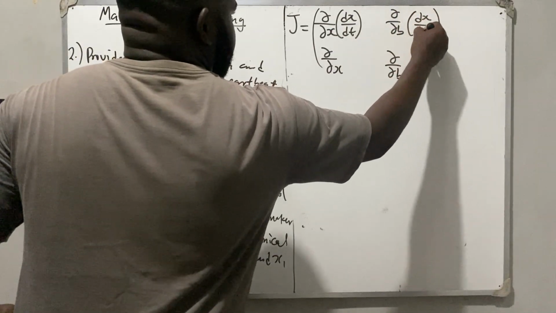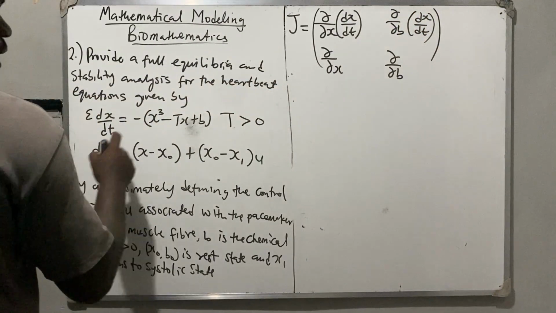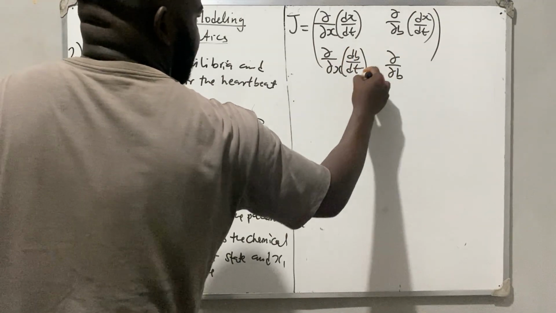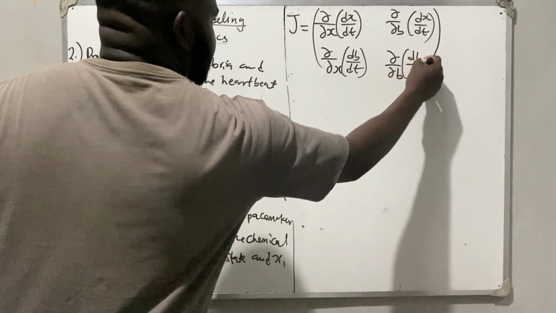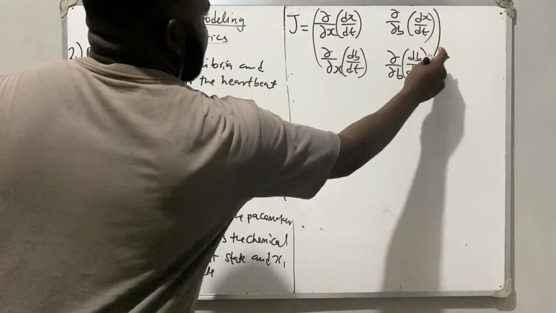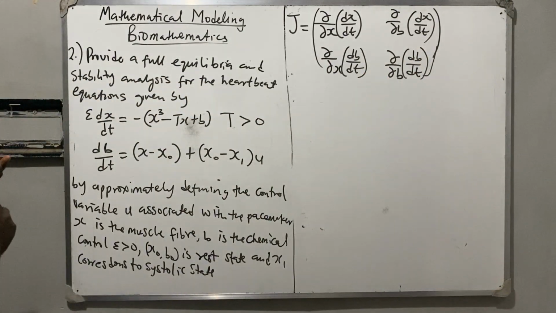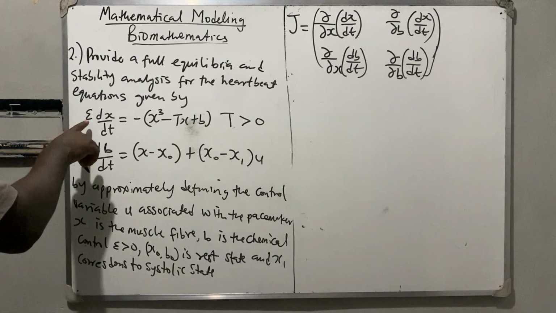dx dt. So for this side, I'm going to have what? db dt. Here I'm going to have what? db dt. Okay, so don't forget this. Always arrange in column before you arrange in row. So that is it.